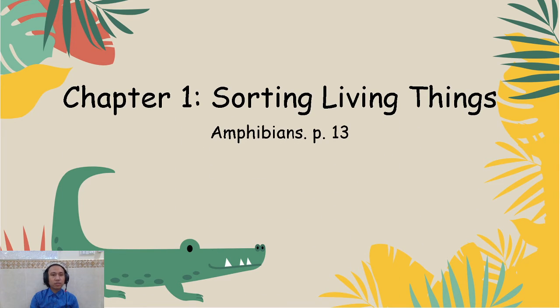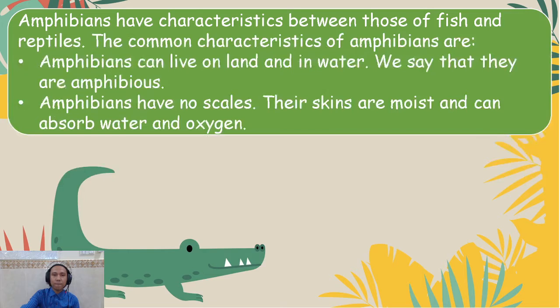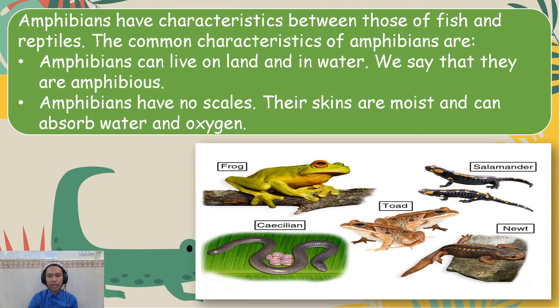So in this video, we will be talking about review lesson chapter 1, sorting living things, and let's talk about amphibians. Let's dig it up and go deeper into this lesson. So without any long introduction, let's get started. How can we tell that an animal is an amphibian? We can tell that it is an amphibian by simply following these characteristics.